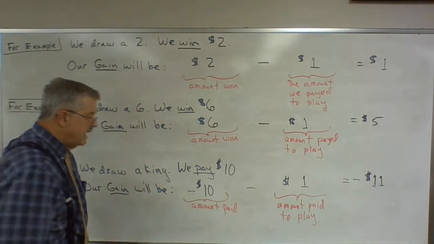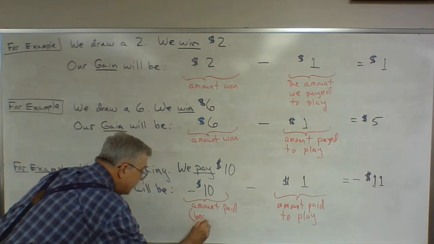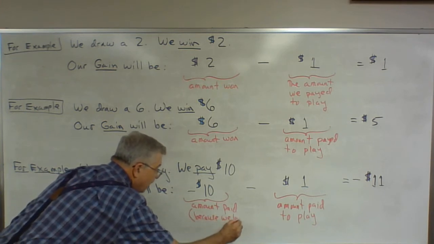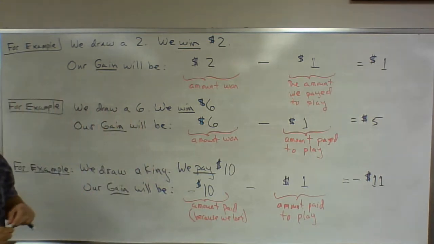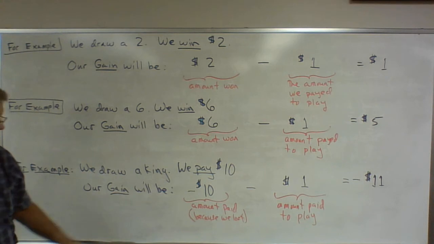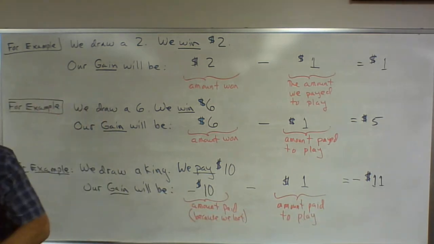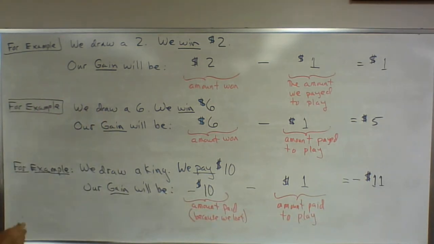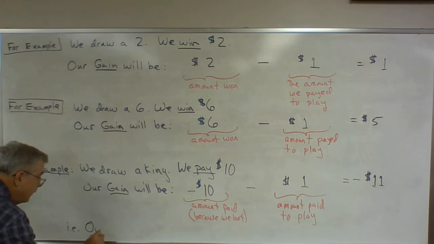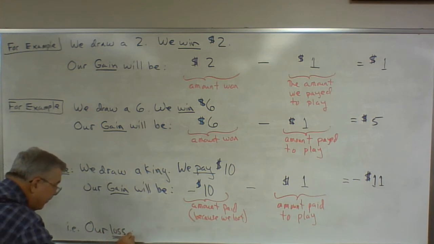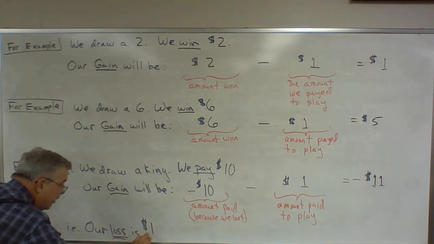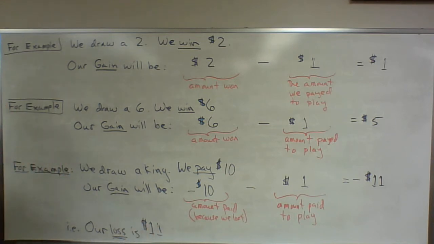Okay. Minus $10, the amount that we paid because we lost, minus the amount we had to pay to play the game. Our gain here is negative $11. Our gain is negative $11, or we can say it's a loss of $11.